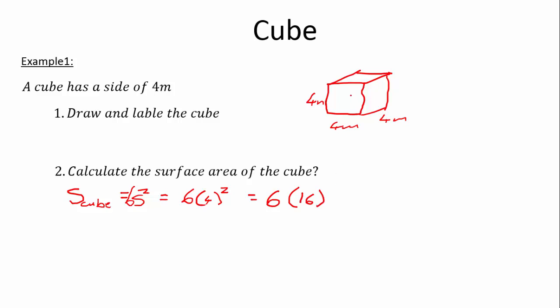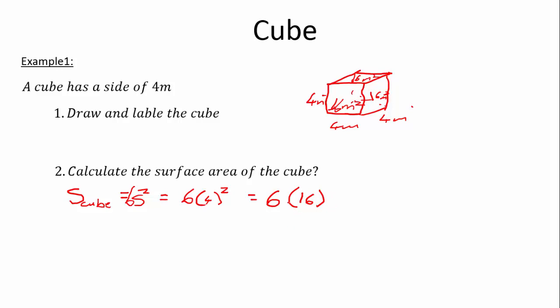So each of these has 16 units, or we have meters squared. This one here is 16 meters squared. The one at the top is 16 meters squared. And so are the other 3 that we can't see at the back here. So what is 6 times 16?